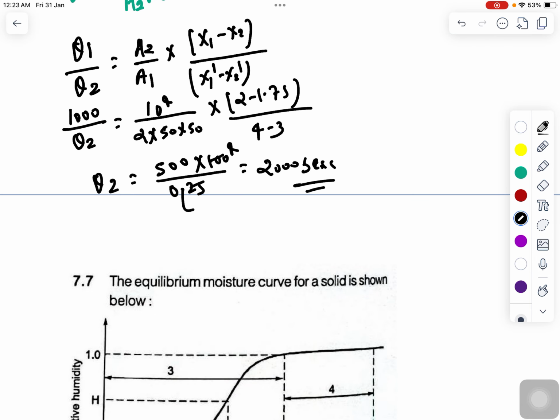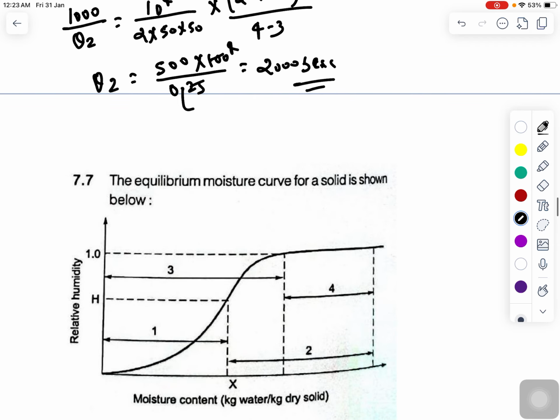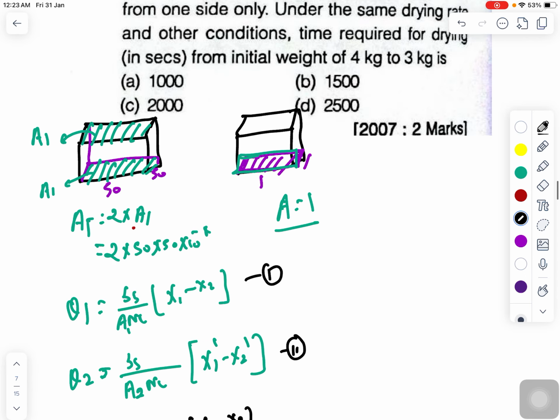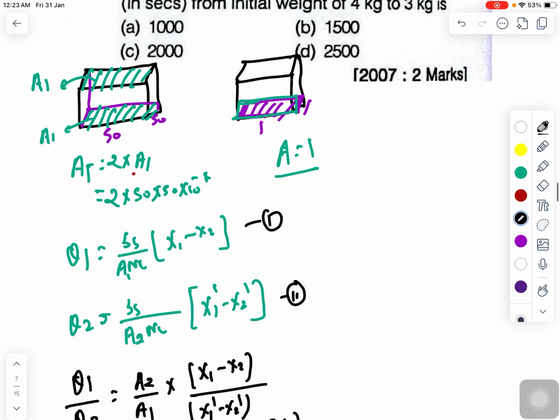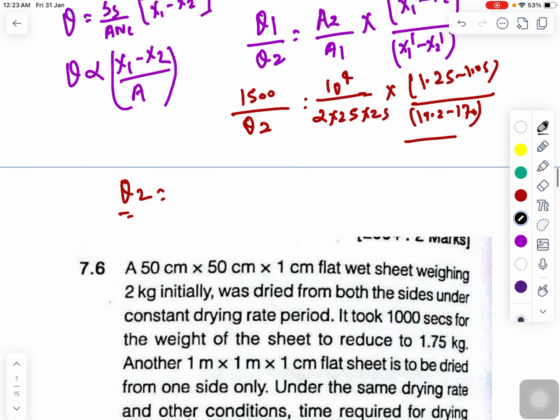So with that I'd like to end the lecture here. From the next lecture onwards I'll be starting with question number 7.7, and in one more lecture I'll be able to complete this drying, and after that I'll be starting with the PYQ series of absorption. I'll try to complete the whole mass transfer operation within second Feb, and after that I'll be starting with the PYQ series of fluid mechanics.